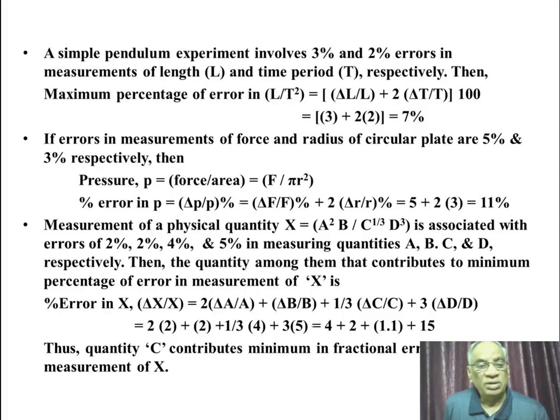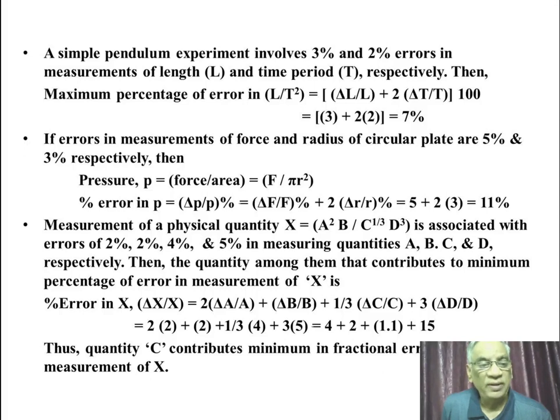If you are measuring a force acting on a circular plate of radius r, and the error in the measurement of force is 5% and the error in the measurement of the radius of the circular plate is 3%, then pressure is equal to force by area, that is F by pi r square. That means F has power 1 and r square has power 2. So delta P by P percentage is equal to delta F by F percentage plus twice of delta r by r. So 5 plus 2 into 3, that is 11%.